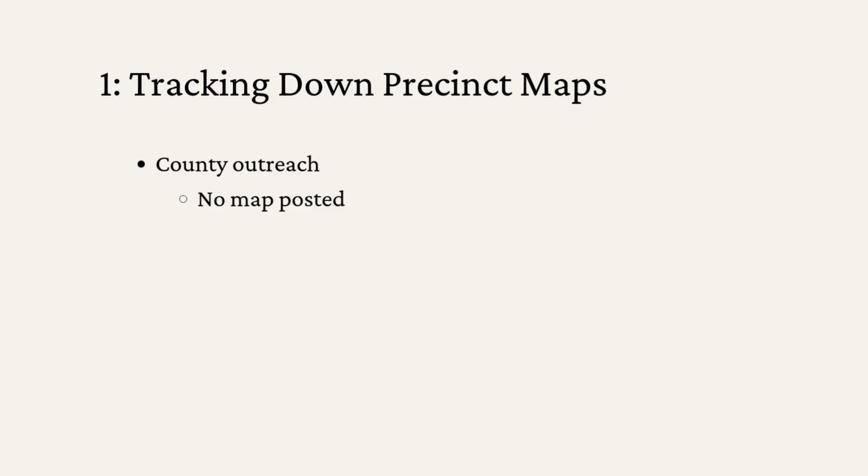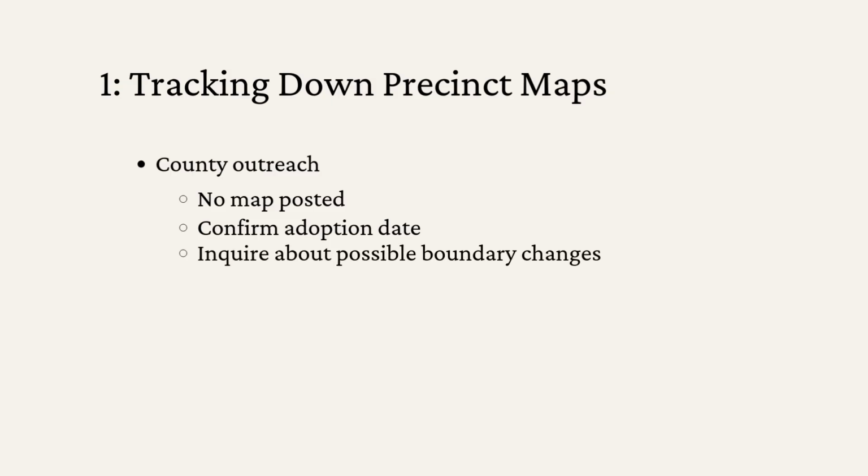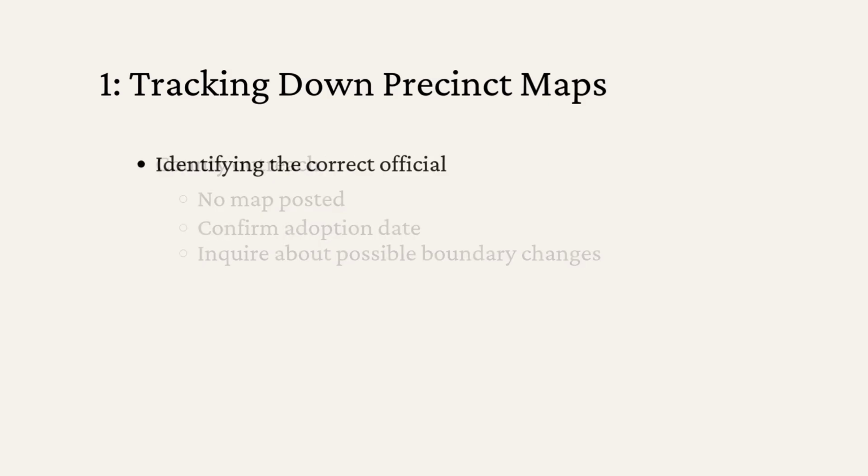If there is no map posted, however, our next step is reaching out to the appropriate official to request one. In some cases, we may need to contact an official even if there is a map available online to confirm its adoption date or whether the boundaries of the precincts have changed since the map was posted. The process of identifying and contacting the correct official can also be a challenge.